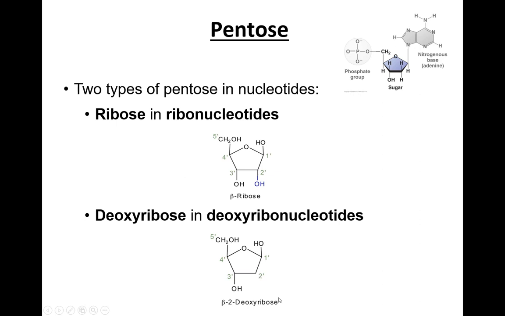In this case, we're talking about deoxyribose, okay, which is the pentose which is found in nucleotides called deoxyribonucleotides, which are the nucleotides which are found in deoxyribonucleic acid, or DNA. Please notice that even if you have the same nitrogenous base attached here in carbon 1' of ribose or deoxyribose, you're still talking about different nucleotides because the pentose will be different.